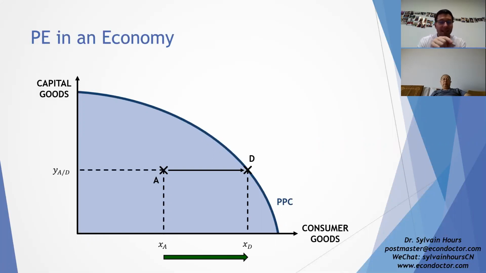So at point A, it is possible to produce more of one good, consumer goods, without producing less of another, capital goods. Conclusion, point A is productively inefficient.